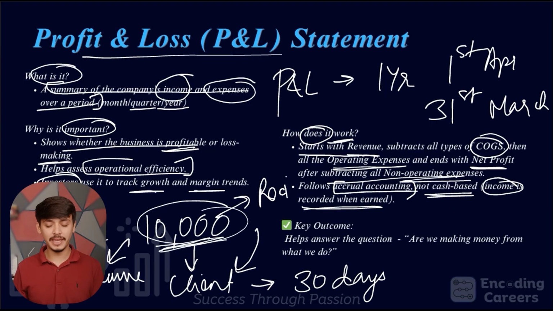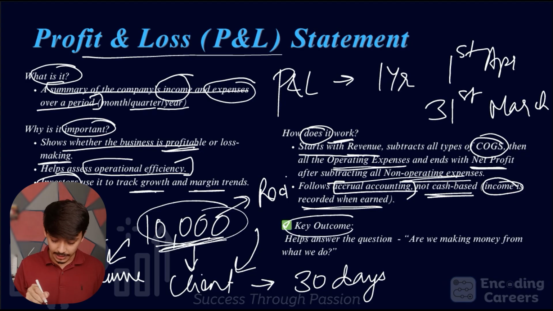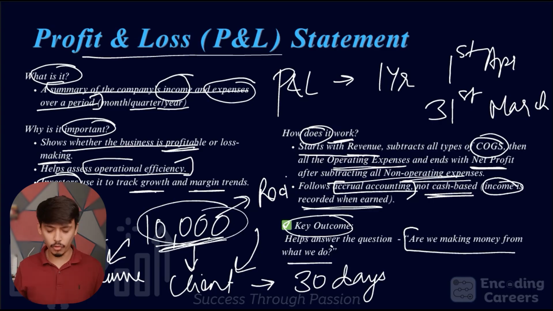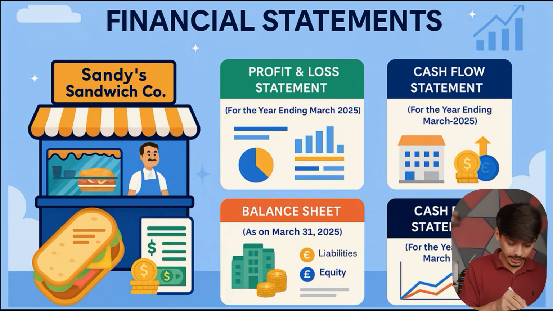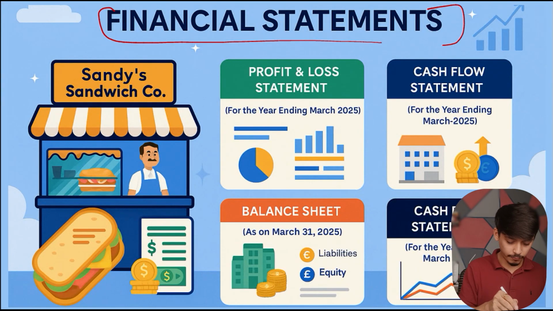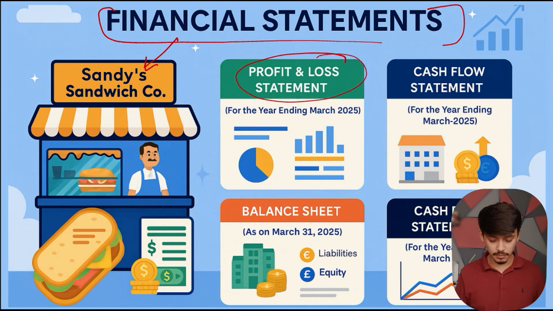These were some of the main elements we had to understand about the P&L statement, and from this we can make a key outcome: the P&L statement helps us understand whether we are making money from what we do. That is the main thing you will look at whenever you are analyzing a P&L statement. Next we have a case study of building financial statements for a sandwich company. Here we are going to build a P&L statement, and in the coming modules we will build the balance sheet and cash flow statement.